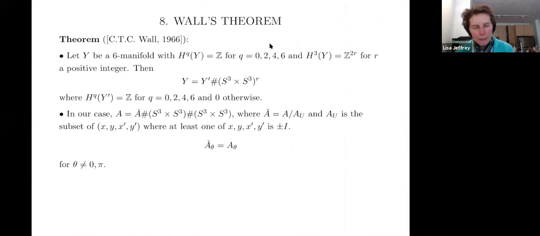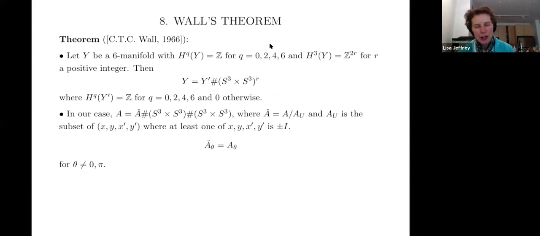I would like to mention an old theorem of C. T. C. Wall, which states that if you have a 6-manifold where the cohomology groups are Z for degrees 0, 2, 4, and 6, and for degree 3 you have a direct sum of an even number of copies of Z. In this case, this is what you would get if your manifold were a connected sum with a collection of copies of S^3 cross S^3, with a manifold that didn't have anything in degree 3.